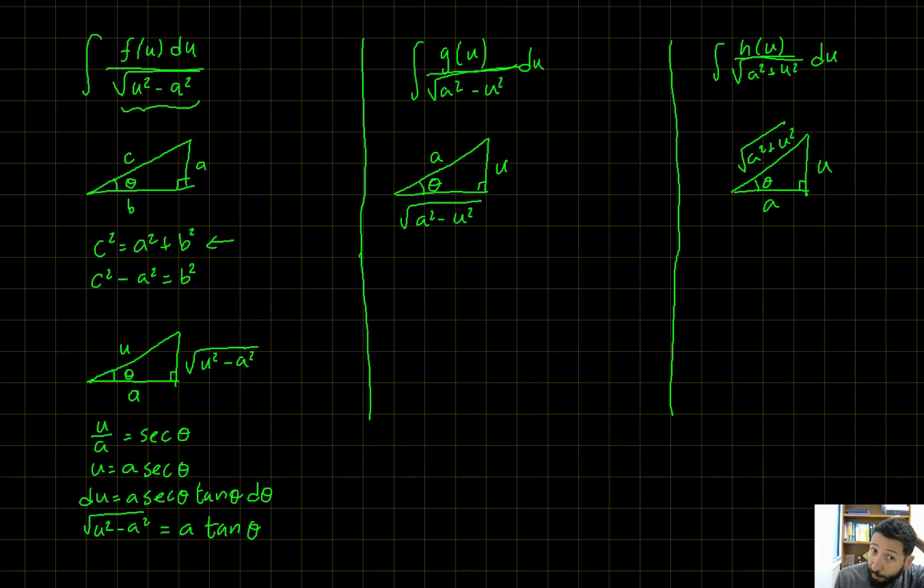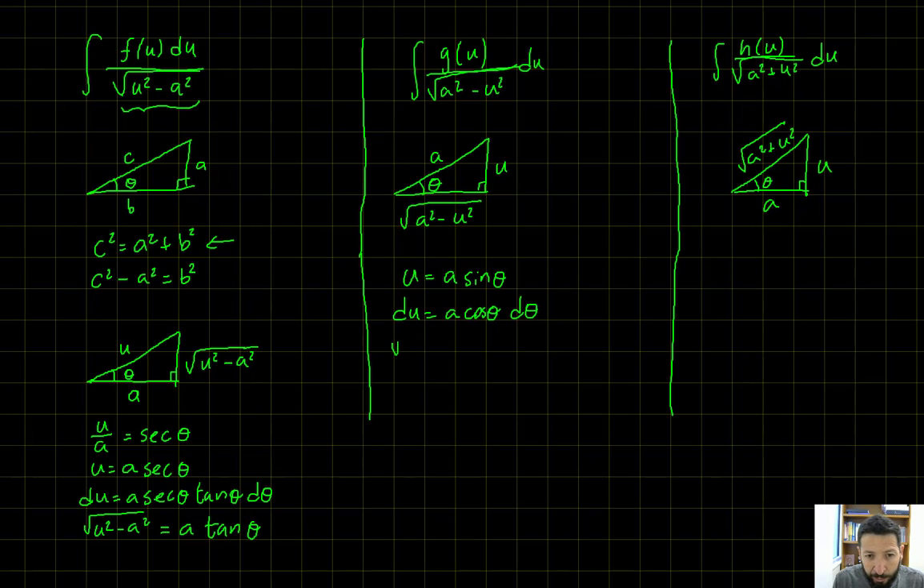All right, our substitutions here would be u over a. Now in this case it is opposite over hypotenuse. In that case then it's the sine. So we get u equals a sine theta, from where we get du being a cosine of theta d theta. And then last thing we do is just the square root, in this case the square root of a squared minus u squared over a. That would be adjacent over hypotenuse, and in that case is a cosine.